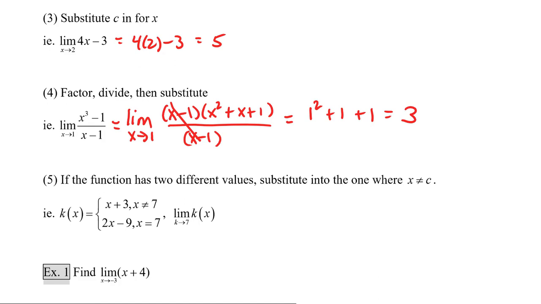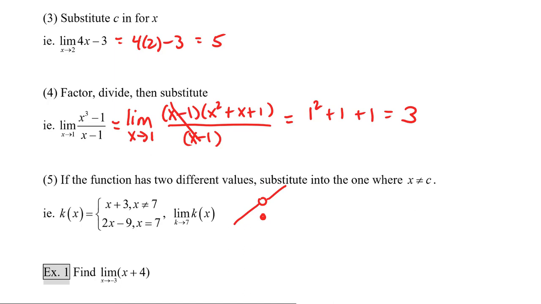And then our fifth technique is if the function has two different values, substitute into the one where x doesn't equal c. Again, this was something we saw in the last lesson. When you have a piecewise function that is defined for one x value and then for every other x value, that basically means that you have some point defined, and then you have another function that has a hole right where the point was defined.